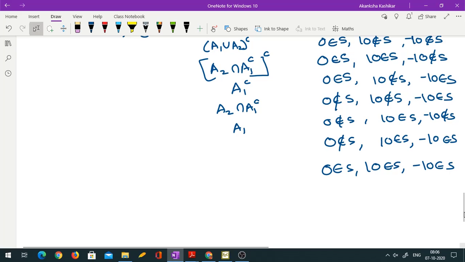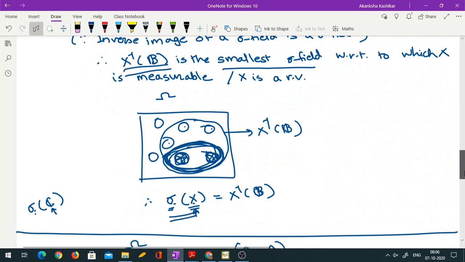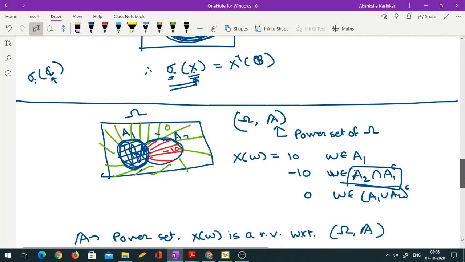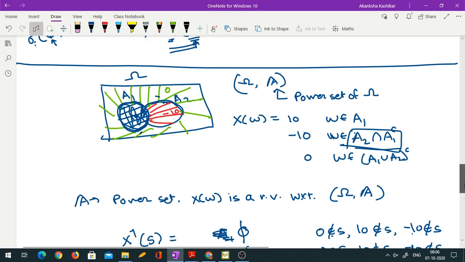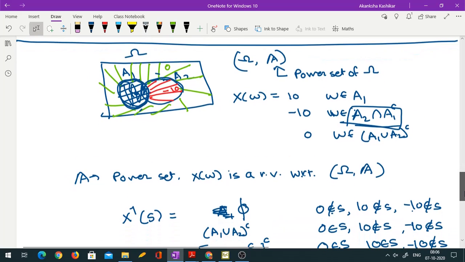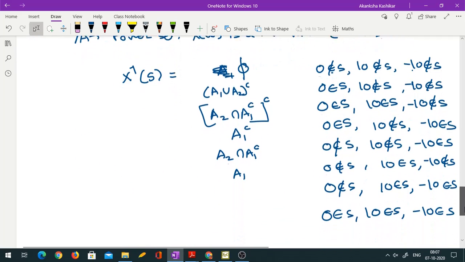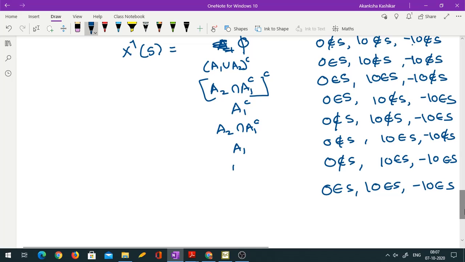So everything except 0. So 0 was the green region. So everything except that means complement of the green region. The green region is (A1 union A2) whole complement. So its complement means A1 union A2, and everything belongs is omega.